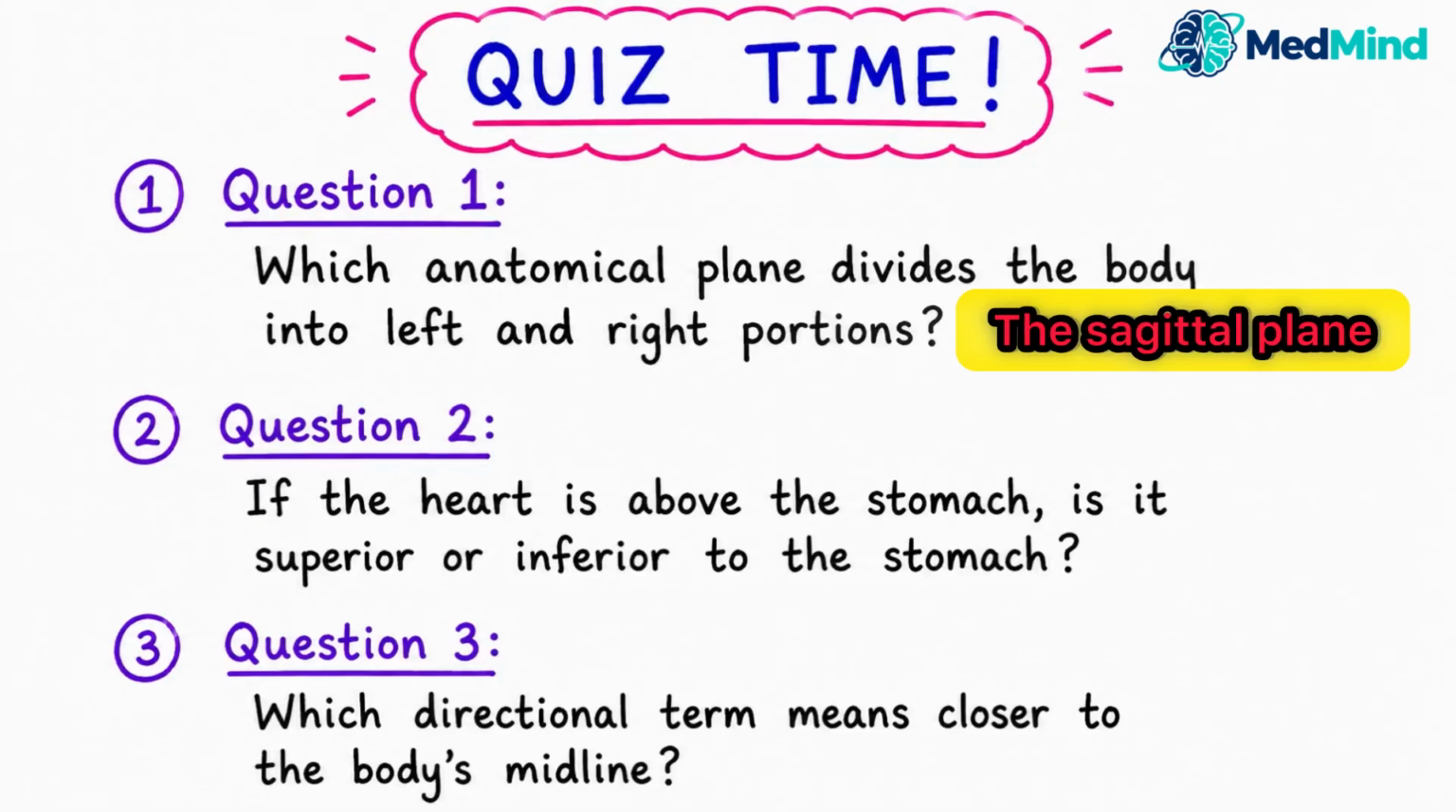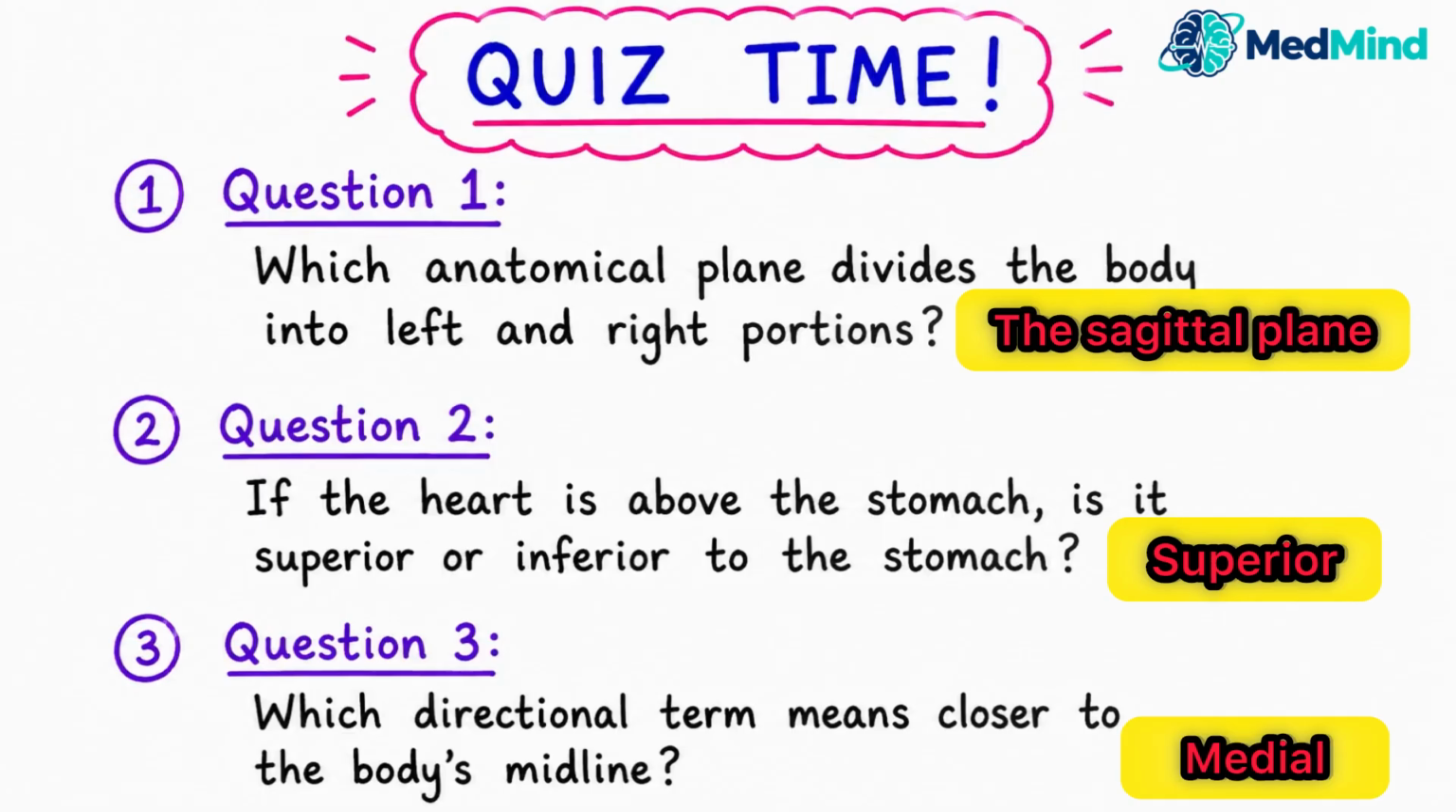Question number 2. If the heart is above the stomach, is it superior or inferior to the stomach? The correct answer is superior. Remember, superior always means towards the head or above another structure. Question number 3. Which directional term means closer to the body's midline? The correct answer is medial. A simple way to remember this is that medial means middle. If something is closer to the middle of the body, it's medial.